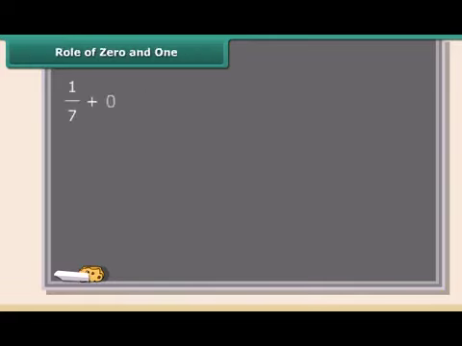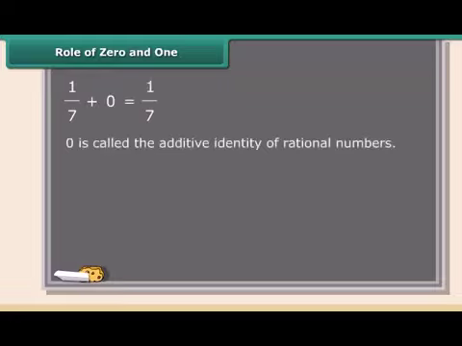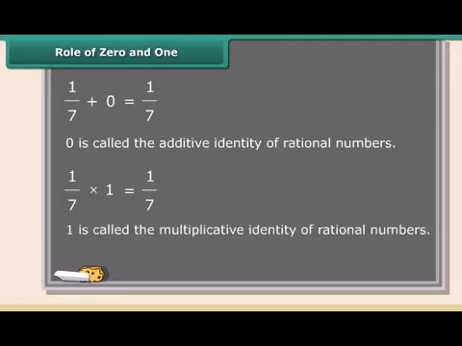Here we have added a 0 to a rational number. What did you notice? When we add 0 to a rational number, the sum is always again the same rational number. For this reason, 0 is called the additive identity of rational numbers. Now check it out, the multiplication of a rational number with 1. What did you observe? When we multiply a rational number with 1, the product is always again that rational number. For this reason, 1 is called the multiplicative identity of rational numbers.